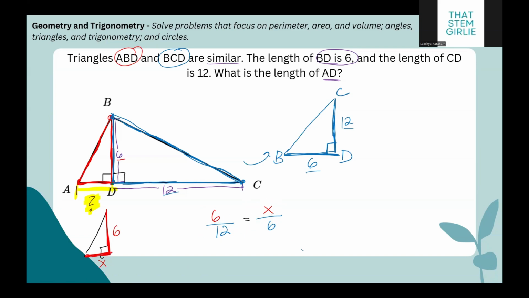You could also simplify 6 by 12 first. You're going to end with 1/2 equals X by 6. Then do your cross multiplication. You'll end up with 2X equals 6 and X is 3. So what that's telling you is the length of AD is 3.